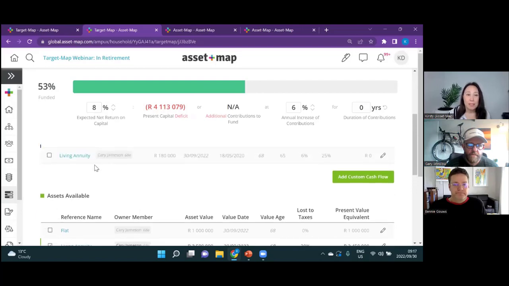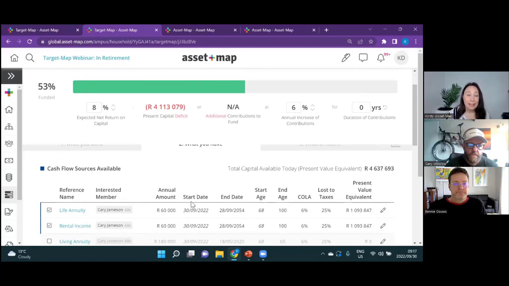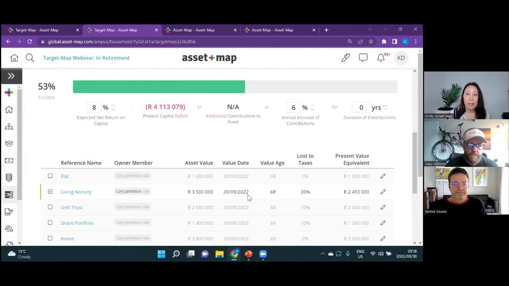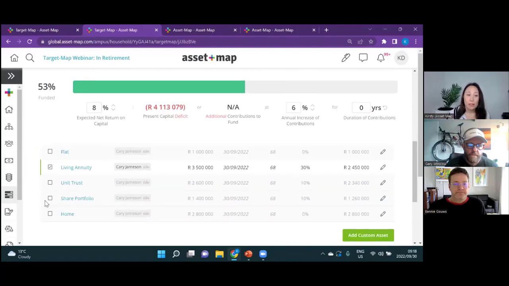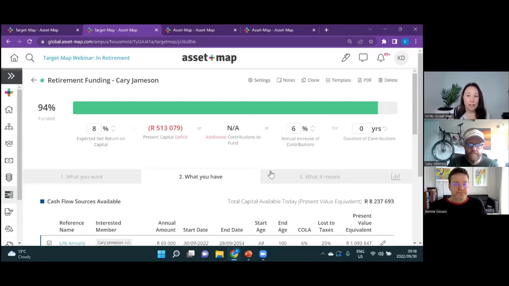And what we can see from this example is that based on just the living annuity and the additional income, this client would like 30,000 a month. She's guaranteed 10,000 a month, so the rest would have to come from here. And we can see that she's 53% funded. So not quite enough from the living annuity alone. But now we can look at what if we included the unit trust and the share portfolio that this client has? How would that impact it? And we can see now she's 94% funded on the higher income if we use all of her investments.